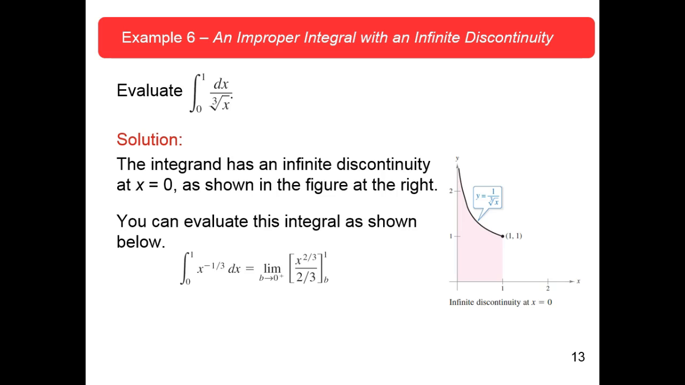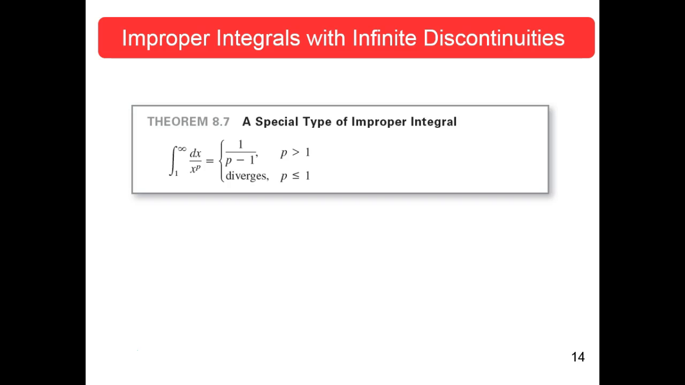You can evaluate that integral, as we said. They write it a different way, but it's still okay. They use B down there rather than A. I don't know why, but it's okay. And that limit, as B approaches 0, would be 0. So that'd be 3 halves. So that leads to theorem 8.7, a special type of improper integral.